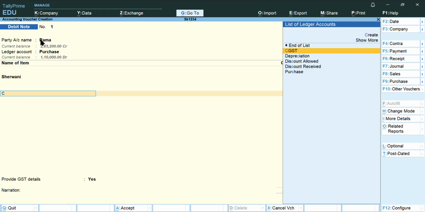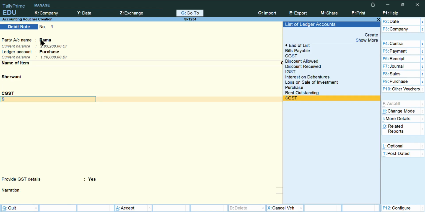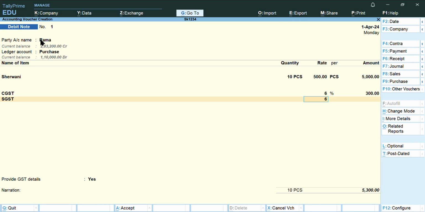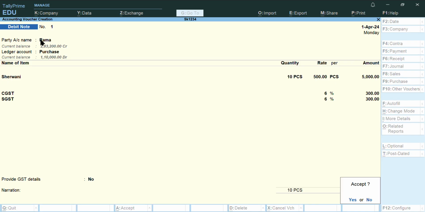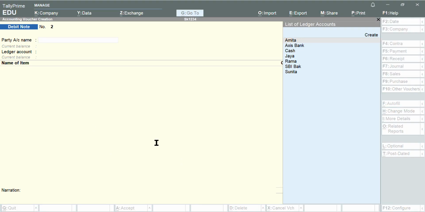All right, now CGST 6%. So I'm just entering 6. SGST 6%. All right, we don't need to give these details, not much detail is needed, so directly it has come to the amount. Now it's not asking for additional information. Now the next thing is next transaction. Let us look at the next transaction.